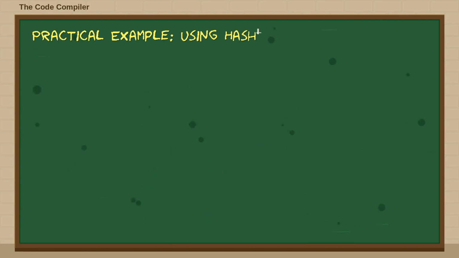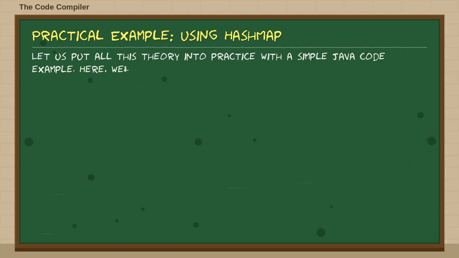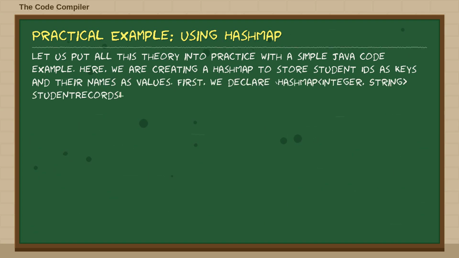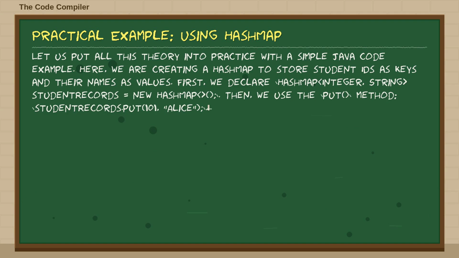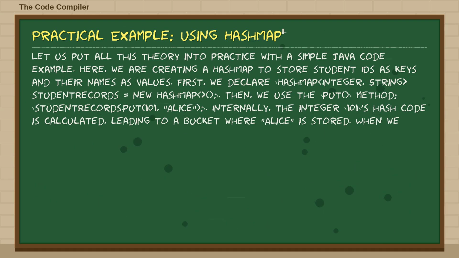Let us put all this theory into practice with a simple Java code example. Here, we are creating a hash map to store student IDs as keys and their names as values. First, we declare HashMap<Integer, String> studentRecords = new HashMap<>(). Then, we use the put method: studentRecords.put(101, "Alice"). Internally, the hashcode of the integer 101 is calculated, leading to a bucket where Alice is stored.